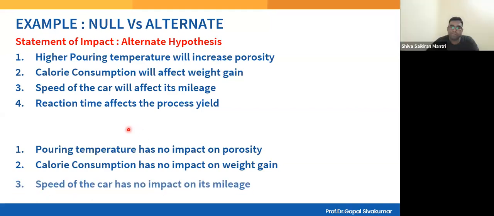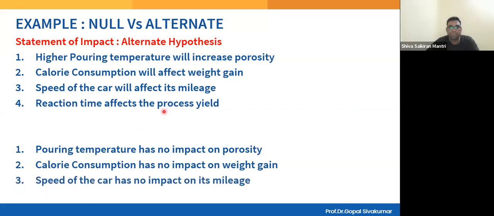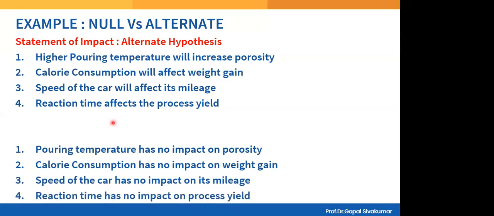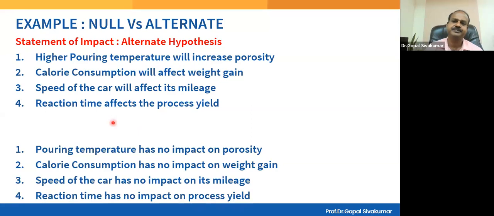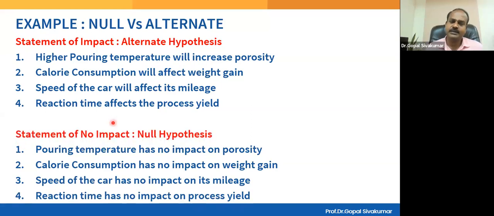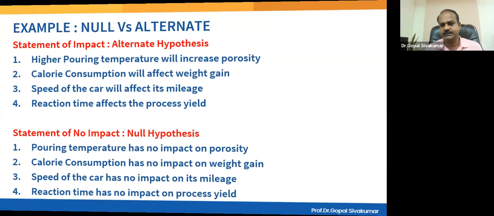All right. Speed of the car has no impact on its mileage. Null. Reaction time has no impact on process yield. Null. All of them are statements of no impact, so all null hypothesis.